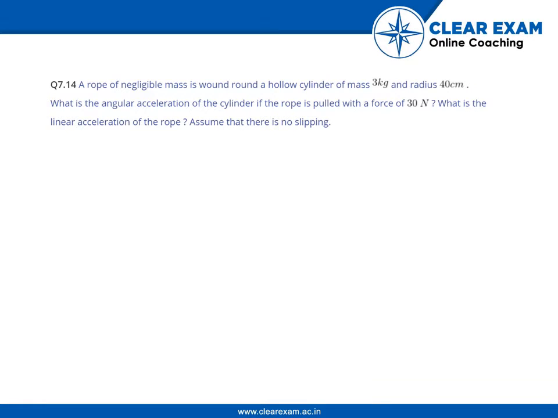Welcome back. The question is, a rope of negligible mass is so wound around a hollow cylinder of mass 3 kg and radius 40 cm. What is the angular acceleration of the cylinder if the rope is pulled with a force of 30 Newton? What is the linear acceleration of the rope? Assume that there is no slipping.